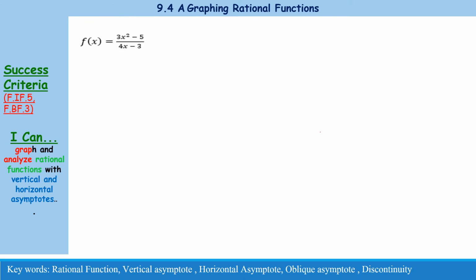Now solve this question: 3x squared minus 5, divided by 4x minus 3. Again, quickly, here you don't have any common factor. You cannot factorize, so leave it as it is.